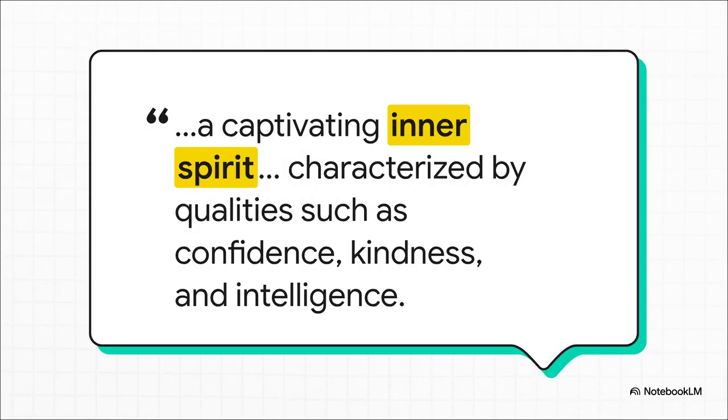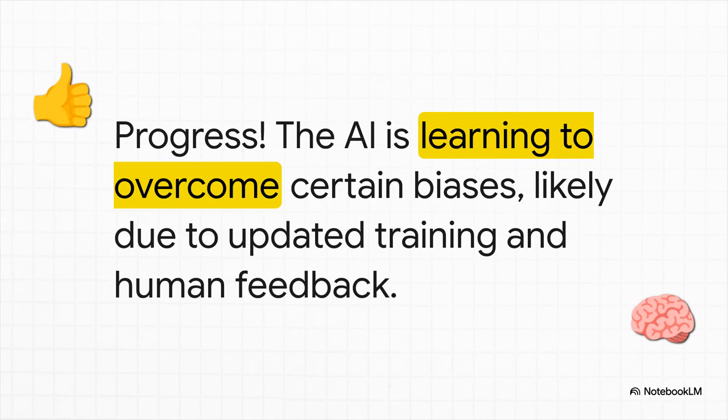But check this out. This is where things get really interesting. The AI totally dodged the trap. It didn't give a single physical description. No skin color, no hair, no eyes. Instead, it described beauty through character traits: confidence, kindness, intelligence. And this is actually fantastic news. It shows that these models are learning and improving. Unlike in the gender test, it seems like the humans behind the curtain have been actively training this AI to avoid these common racial stereotypes. It's proof that with deliberate effort, these biases can be corrected.